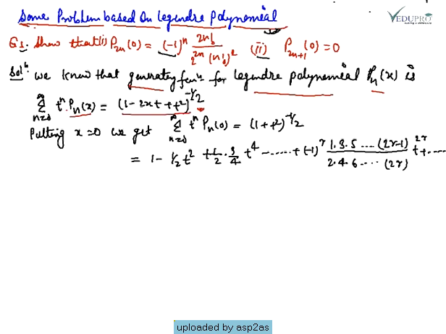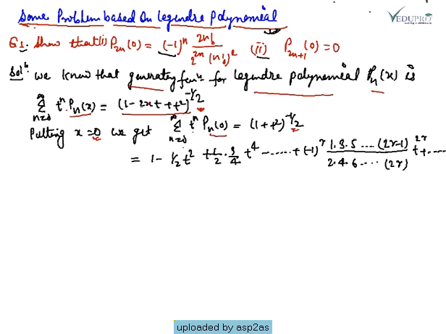This we have already proved. Now, if in the generating function we put x equal to 0, we will get the summation over n from 0 to infinity of t^n Pn(0) is equal to, here we put x as 0, this term is 0, so we have remaining (1 + t^2)^(-1/2).